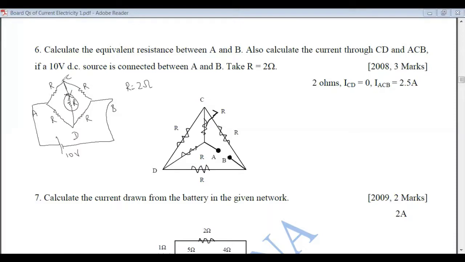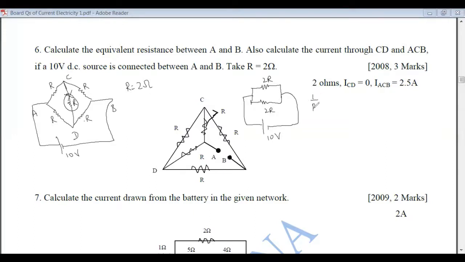As it is the balanced condition of the Wheatstone bridge, the current flowing through this resistance will be the same as through this resistance. That is, these two resistances are in series. The same way, these two resistances are also in series. The equivalent of these two will be in parallel to the equivalent of these two. So this is 2R and this is also 2R, as no current is flowing through the CD arm. Let us redraw this circuit diagram. It is shown like this.